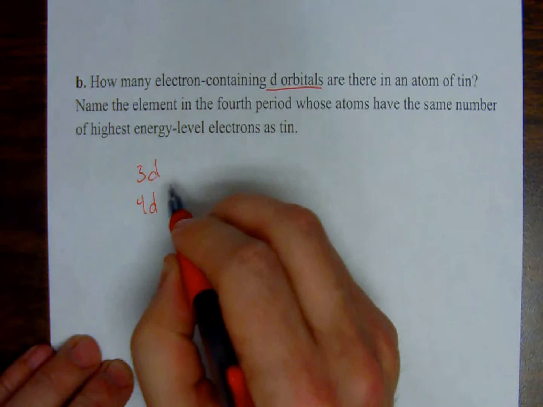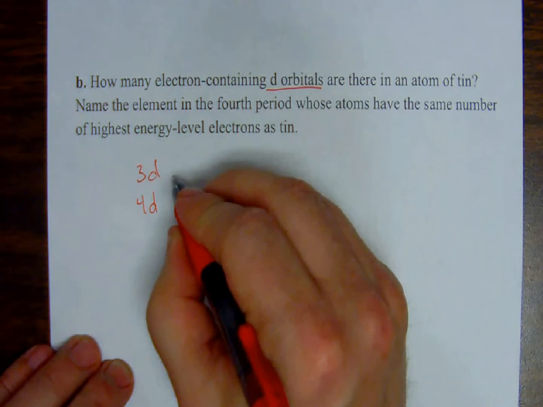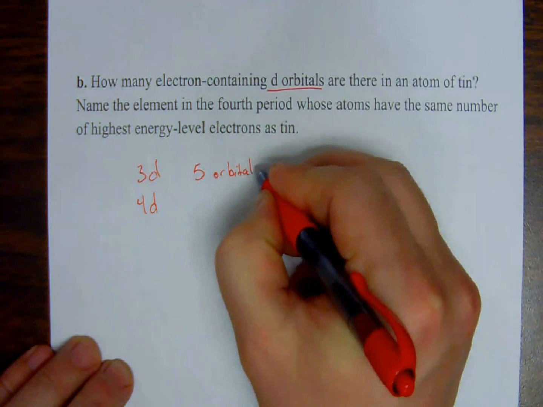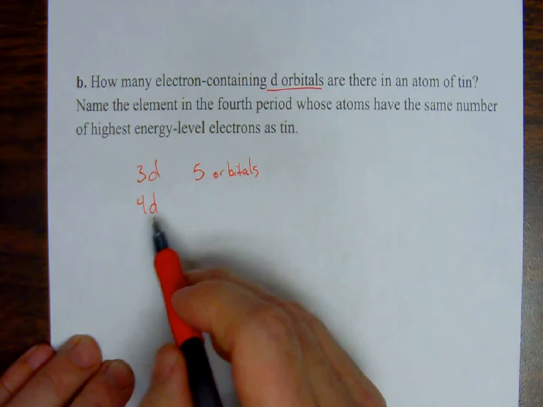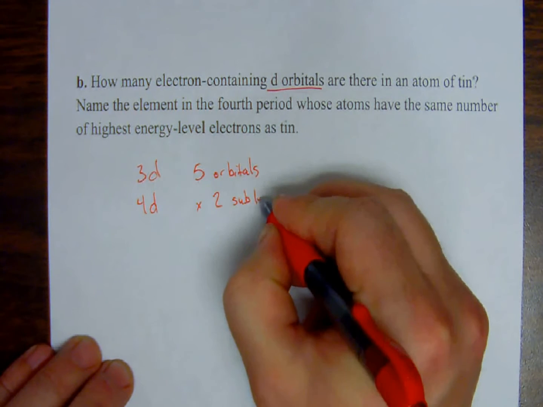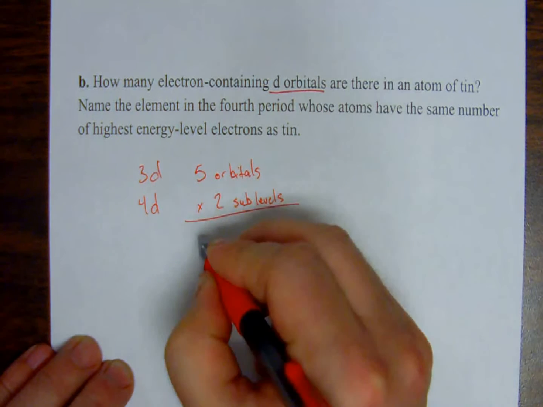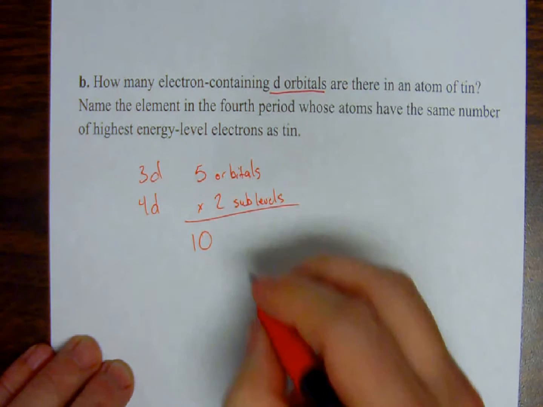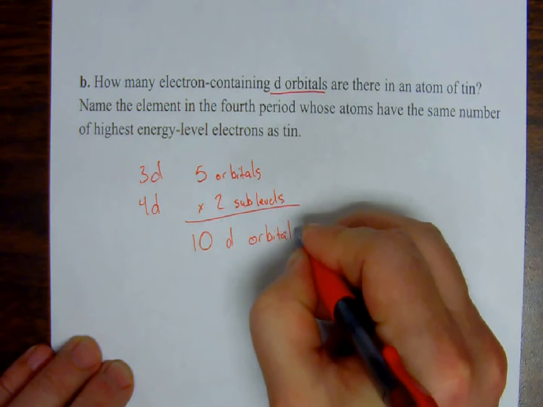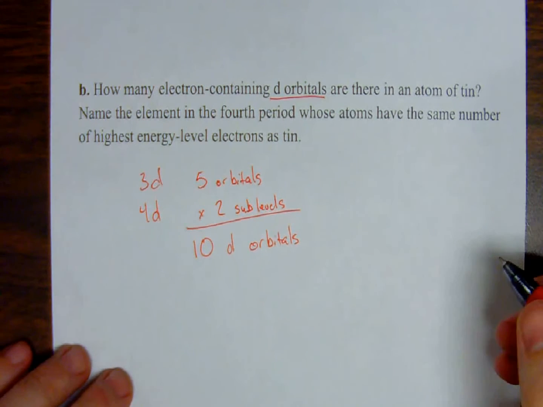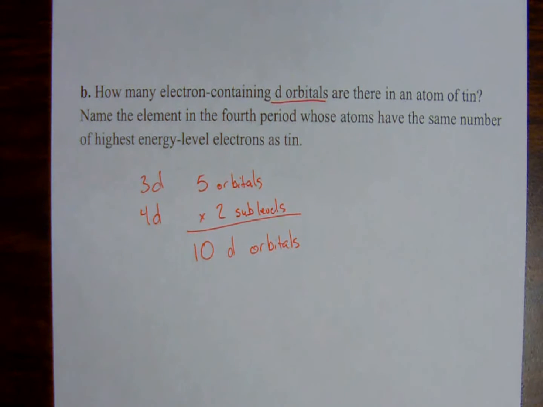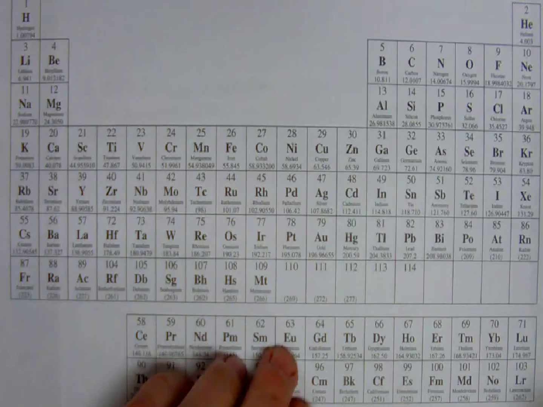So that is a total of 10 d orbitals that contain electrons. They all contain electrons. If it was some other element, especially one of the elements in the d block, that number could change. We might only have 1 d orbital containing an electron. But Sn is in the p block, and so all of those d sublevels are going to have to be completely full. All right, next part of the question.